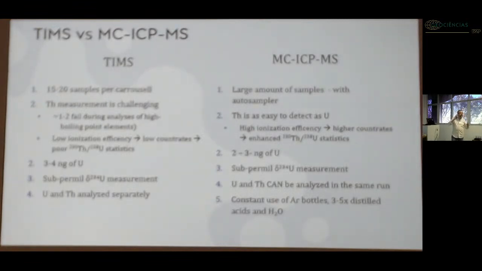So you just have to start to visualize the small amount of ions that we are actually detecting. Just 2 or 3 nanograms of uranium. It's basically peanuts, and you still get a really, really nice precision in your measurement. But of course, you want to keep your instrument running. You need to have lots of argon bottles to keep the plasma on, and a lot of acids and water. So they have their pros and their cons.